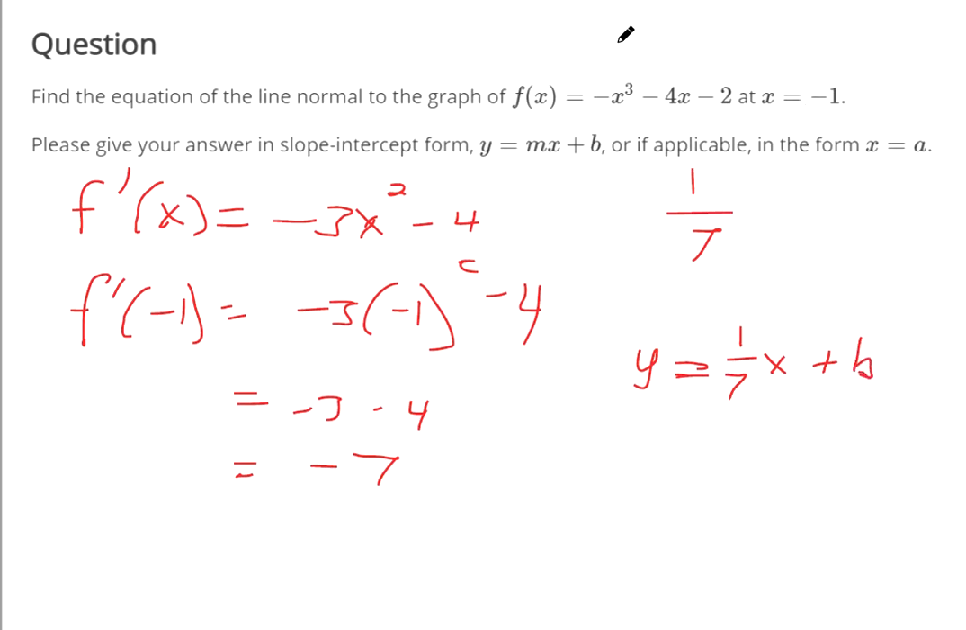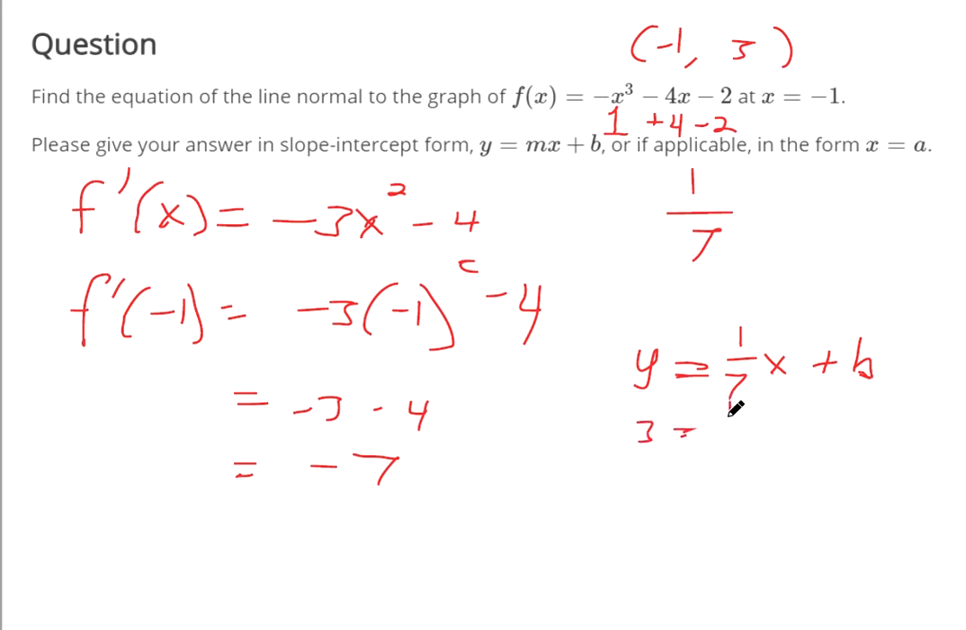Now normally this is where we plug in a point. We need to figure out what that y-coordinate is that corresponds with that point of tangency at x equals -1. So if you plug -1 into the original function to get your y-coordinate, -1 makes a +1. And then -1 times -4 makes a +4. So 1 plus 4 is 5. 5 minus 2 makes 3.